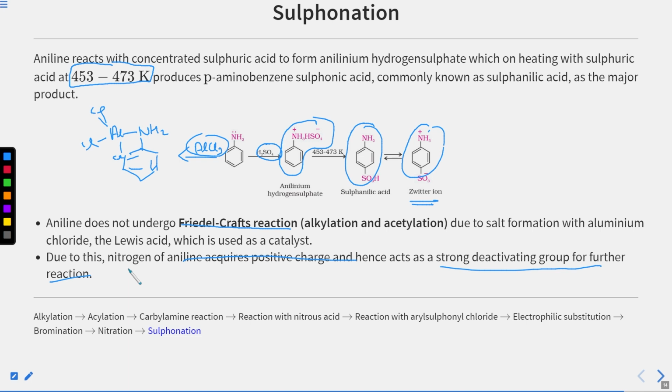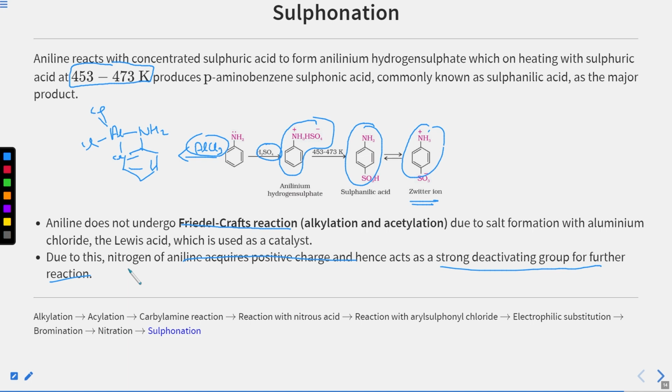Next is the reaction with aryl sulfonyl chloride. This aryl sulfonyl chloride is called Hinsberg reagent and it is used for distinguishing primary, secondary and tertiary amines. If you treat it with a primary amine, the product formed is soluble in alkali because it has a hydrogen which is acidic in nature and can be deprotonated and dissolved in alkali. Further, if it does not have any hydrogen because it is a secondary amine, then it will not dissolve in alkali. Third, the tertiary amine does not even react with aryl sulfonyl chloride.